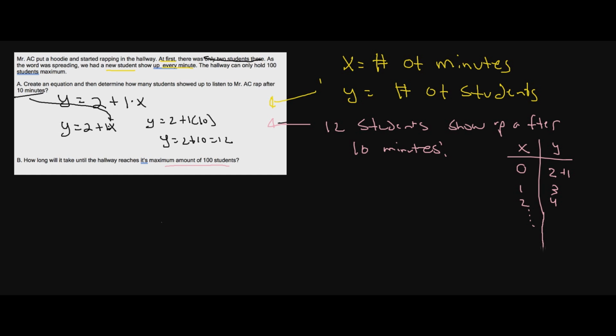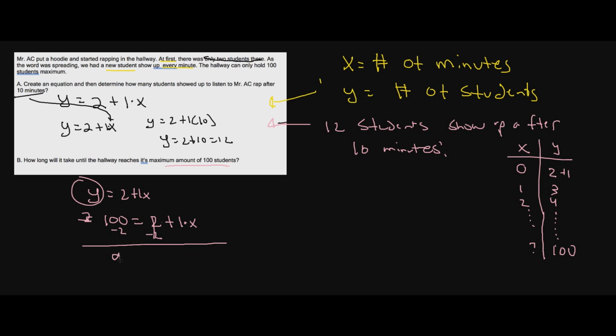All right, how long will it take until it reaches its maximum amount of 100 students? So pretty much there is 100 students showed up. We want to find how many minutes have passed by. We'll plug the 100 in for the y. So we got y is equal to 2 plus 1x. We put the 100 in for the y. Replace the y for 100. We get 2 plus 1 times x. Well, this 2, is it positive or negative? Positive. So all we have to do is just subtract 2 to both sides. And we get 98 is equal to 1 times x.